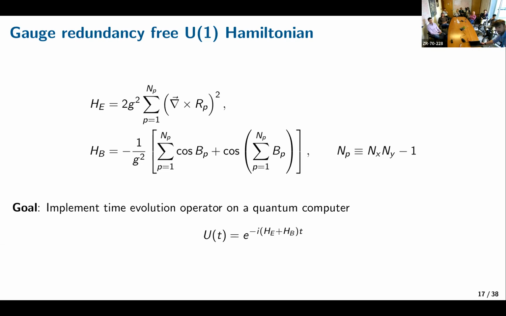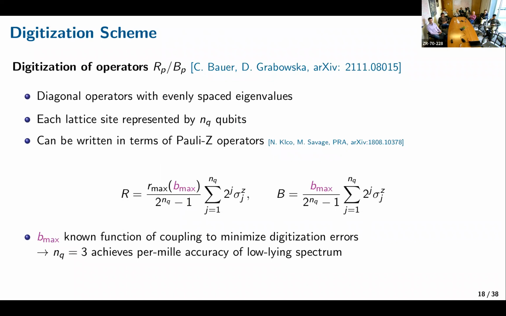And the way that we do that, we're going to use a digitization scheme that Christian and then Dorota came up with. So these operators, in the basis where they're diagonal, are represented by diagonal operators with evenly spaced eigenvalues on the diagonal. And if you take each lattice site and represent it using little nq qubits, then it is known that you can write operators of this form as a sum of Pauli Z matrices.